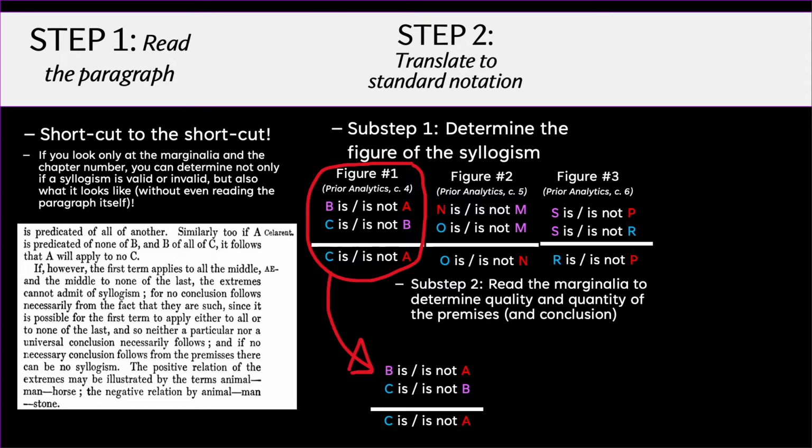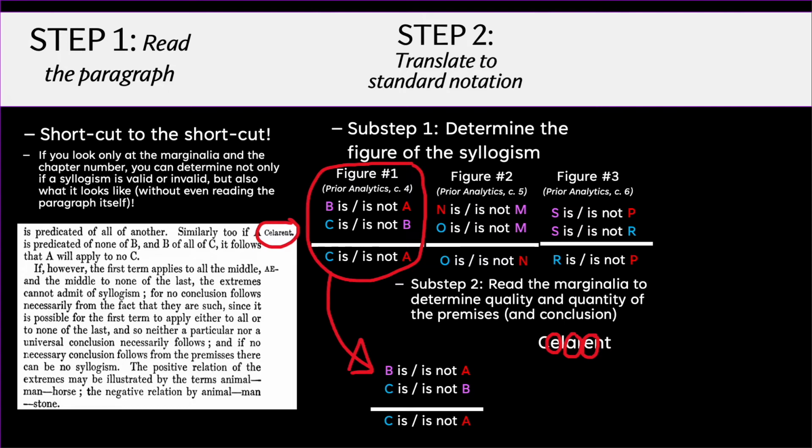Now, our second step, once we've determined what figure of syllogism we're dealing with, is to read the marginalia to determine the quality and quantity of the premises and the conclusion, if there is one. So, we'll determine this by looking at the marginalia. Notice that I've circled the word Celarent. So let's look at the word Celarent. Why this funny name for the syllogism in the paragraph? Well, the reason is because of the vowels. Ignore the consonants and focus on the vowels. The first vowel is E, the second vowel is A, and the third is E.